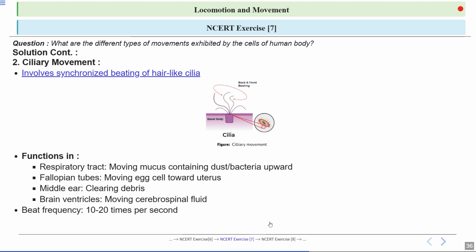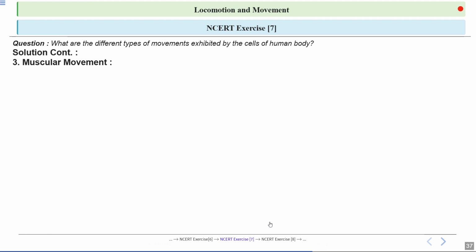One interesting fact is that cilia beat very quickly, about 10 to 20 times every second. This rapid movement is what makes them so effective at moving substances, even though each cilium is extremely small.